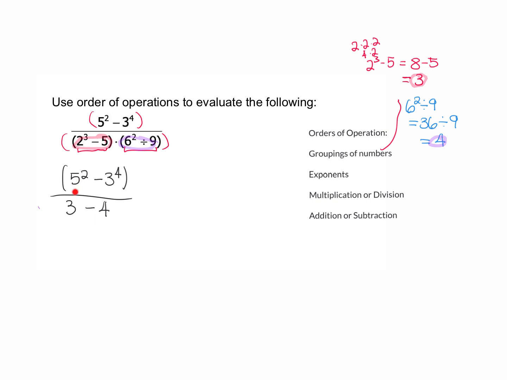So we're going to work with the numerator, and we have 5 squared, so that's 5 times 5, minus 3 to the 4th power. That's 3 times 3 times 3 times 3. So 3 times 3 is 9 times another 9 is going to be 81. And then 5 times 5 is 25. So we'll rewrite this as 25 minus 81. And then we have 3 minus 4, which is negative 1. So then 25 minus 81 is negative 56. And then we have that divided by negative 1, so we have positive 56.